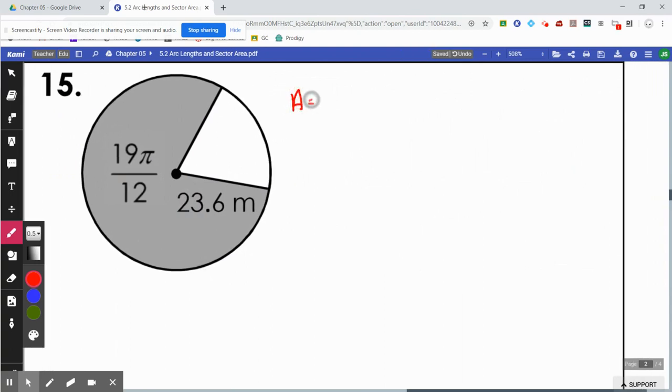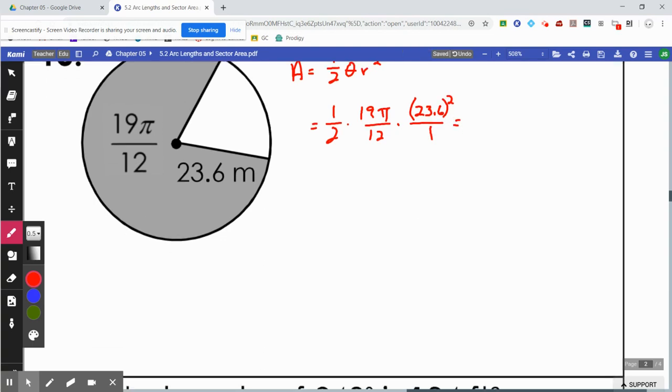Again, area is equal to 1/2 theta r squared. So that'd be 1/2 times your theta here, 19 pi over 12, times the radius squared, which will be 23.6 squared. I'm not going to type that in because we can just type the whole thing in together. That's going to give you an approximate value of 1,385.2, and that is in square meters.